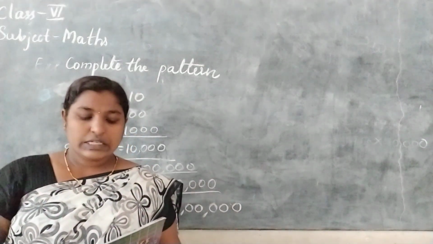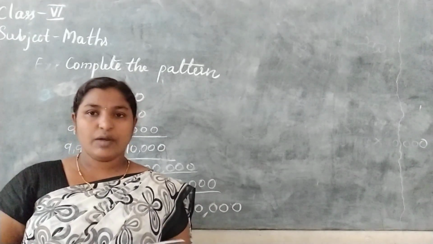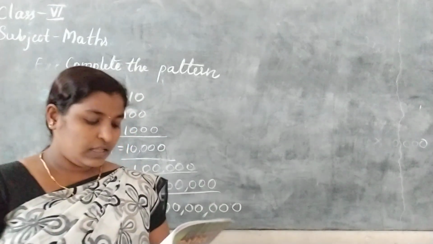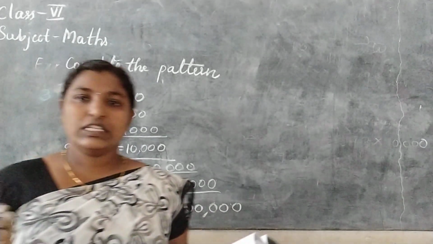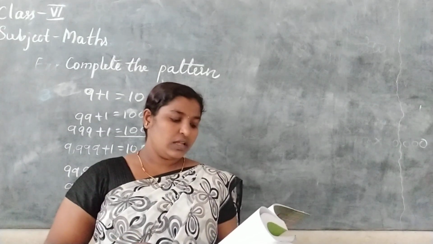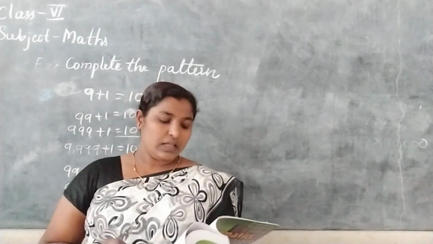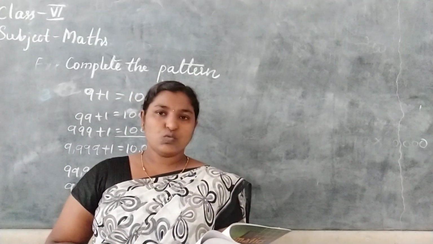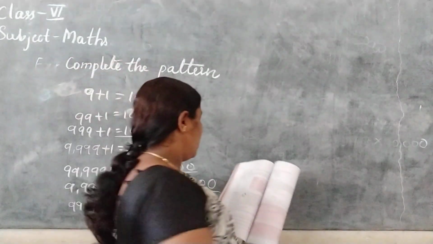Now what is 10 minus 1? That is 9. What is 100 minus 1? 99. This also you should write in your textbook as well as in your notebook. Next, what is 10,000 minus 1? 9,999. Then what is 1 lakh minus 1? I'll write that in this place.